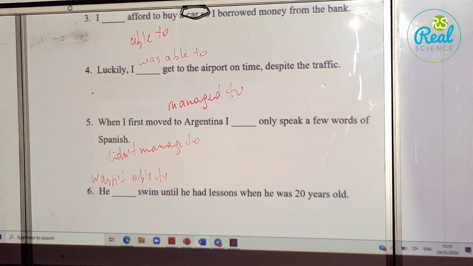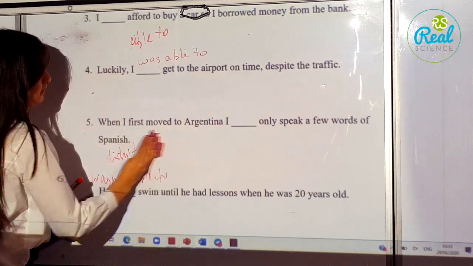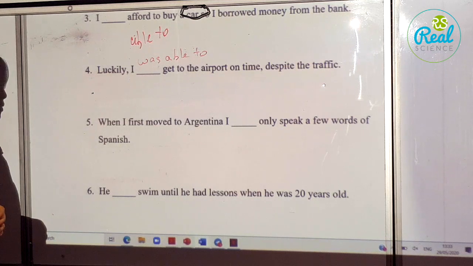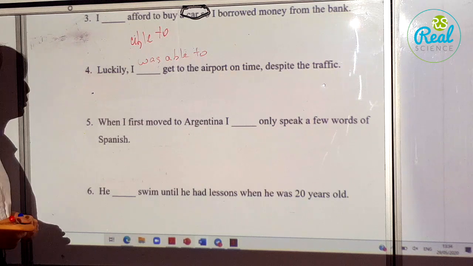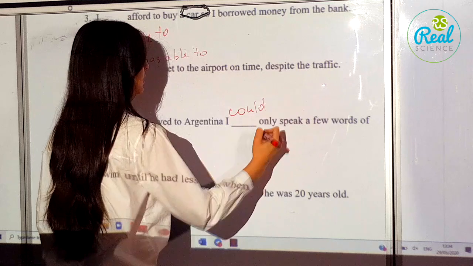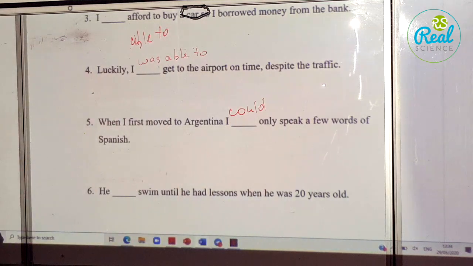Okay, let's move to the next part. Fifth: "When I first moved to Argentina, I could only speak a few words of Spanish." When I first moved to Argentina, I could. Very good. I could. This is your general ability. Nice. Good job. Next one.